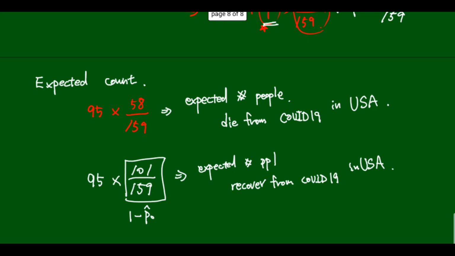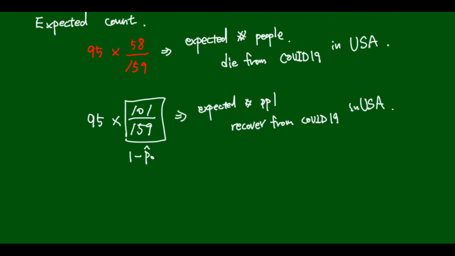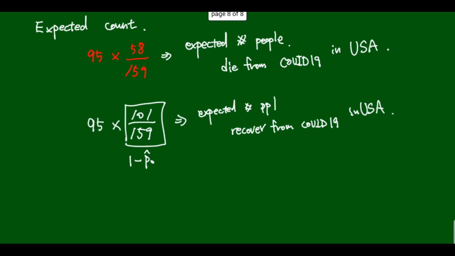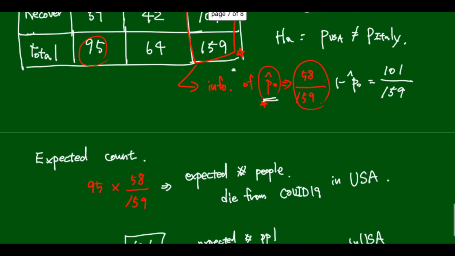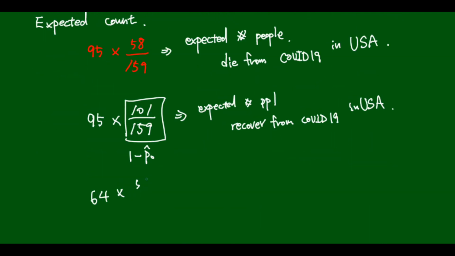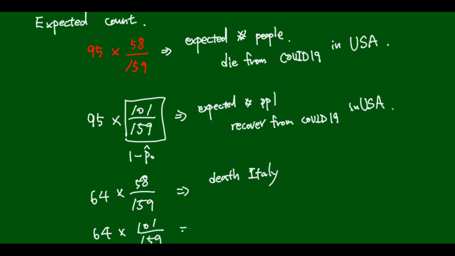Okay, so we can do the same thing for Italy. Let me just write it down quickly. So 64, we have 64 for death in Italy, and 64 multiplied by 101 for recover in Italy. Okay, so this is the expected number, the expected count, for each cell.